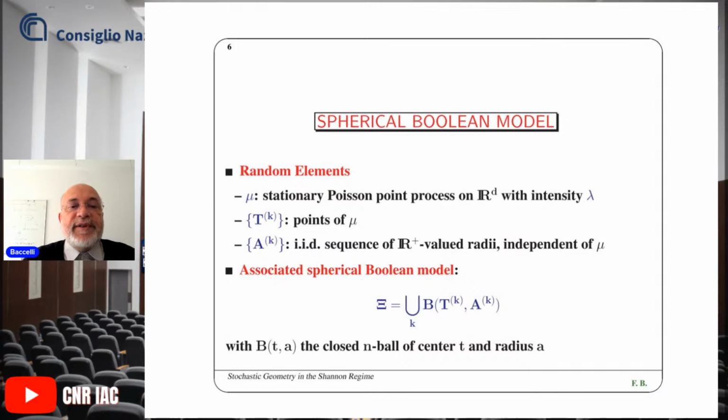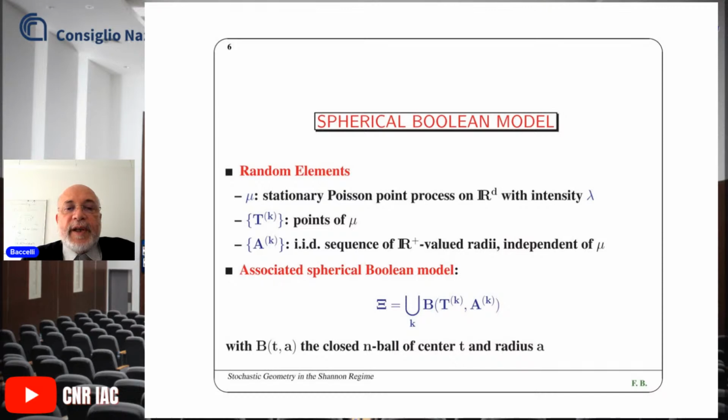Okay, so let me now introduce the spherical Boolean model, which features a stationary Poisson point process on R^d with intensity lambda, just the one I described. Let's call T_k the atoms of mu, and let's introduce a sequence of i.i.d. random variables, positive, non-negative, which have the interpretation of radii, right? And they are independent of mu.